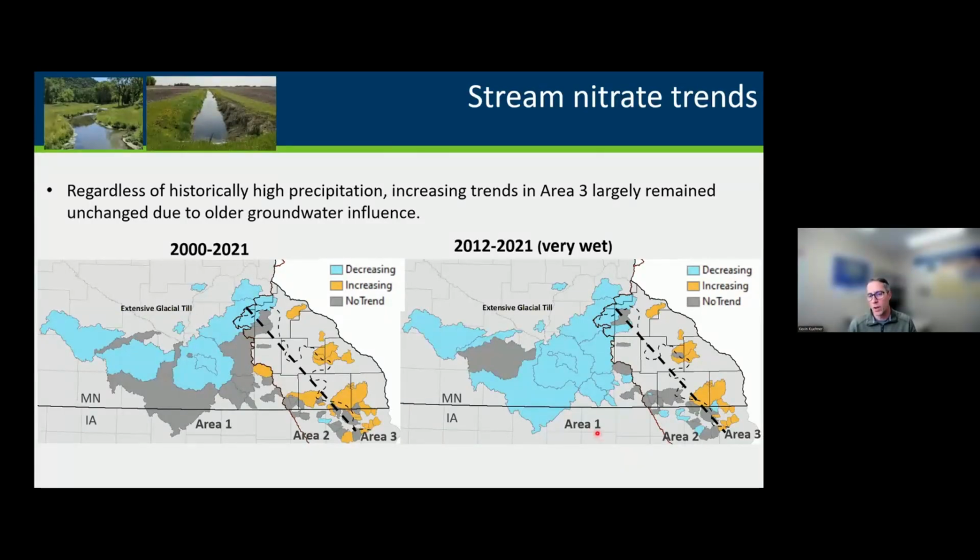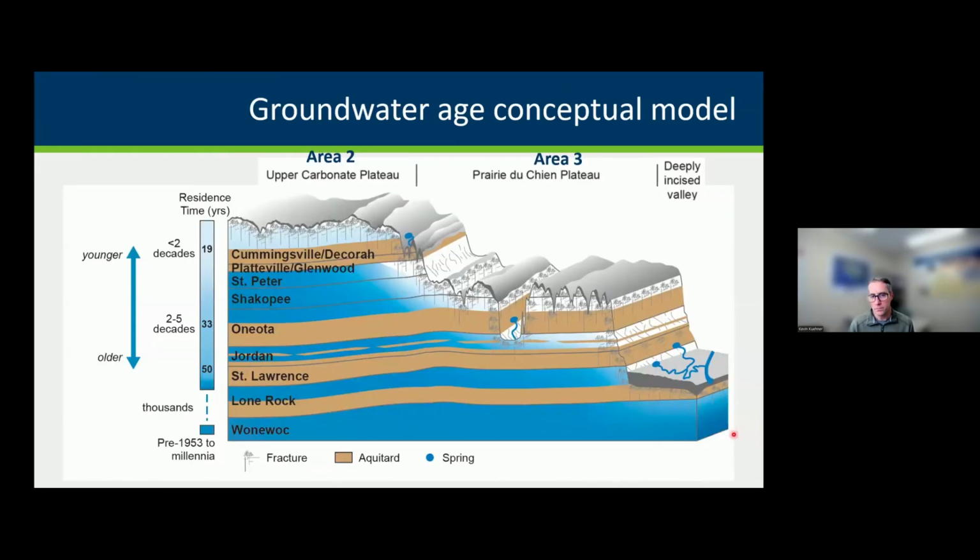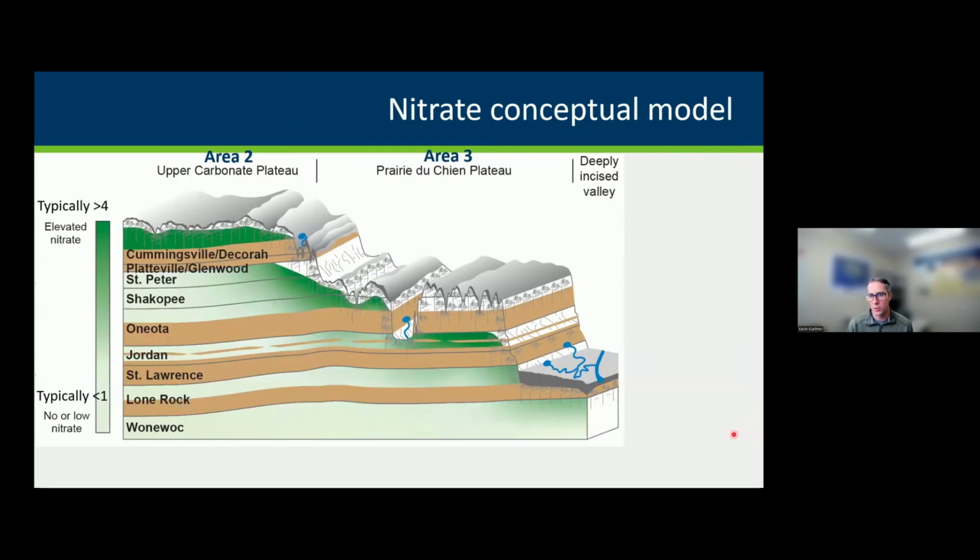But the thing I want to point out here is that despite this really wet period, regardless of the precipitation, we still did see increasing trends in this area 3, which again highlights the influence of this older groundwater. So with all this information, we can put together this conceptual model of the age of the water. We can also layer in the nitrate concentrations, and the nitrates are kind of the reverse of the age of the water, where we get higher concentration nitrate in this younger water.